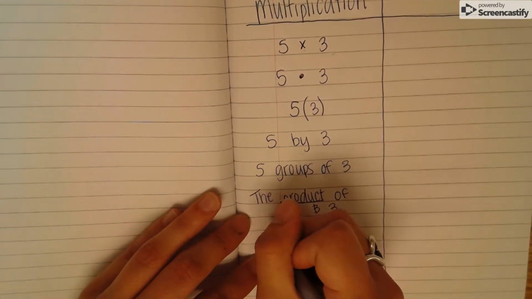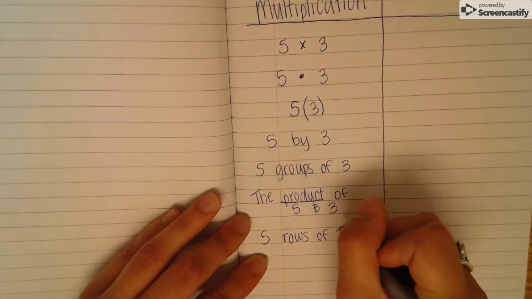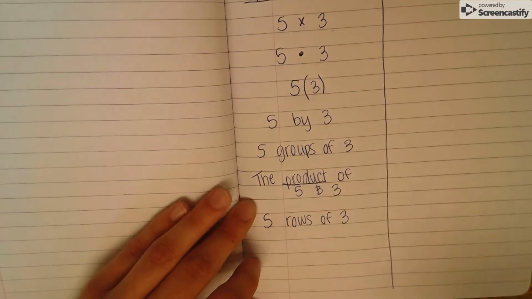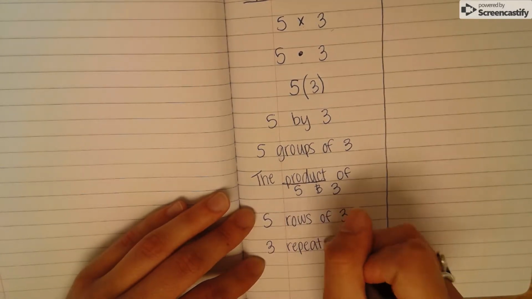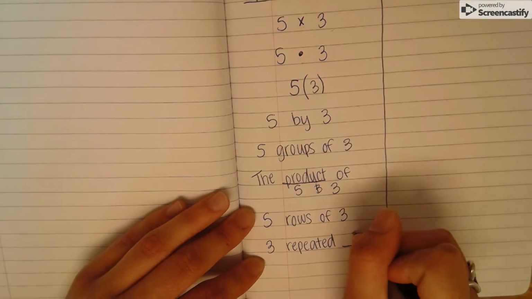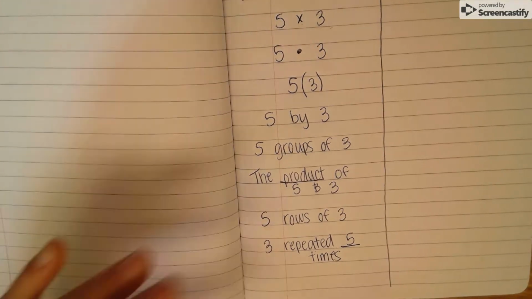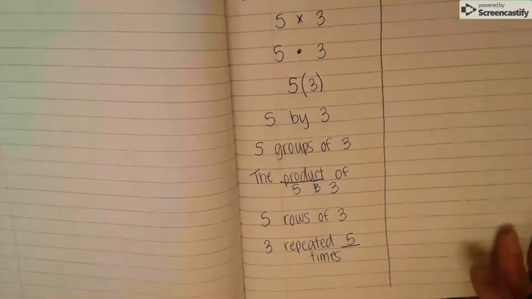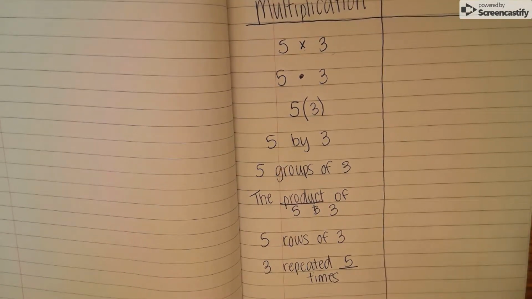You could say 5 rows of 3, thinking of an array model also. Or you could say 3 repeated 5 times, because multiplication is repeated addition. So we can think of 3 repeated 5 times: 3 plus 3 plus 3 plus 3 plus 3. Those are all the different ways we can represent or say multiplication.